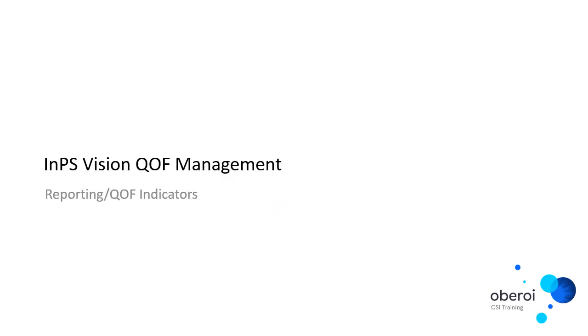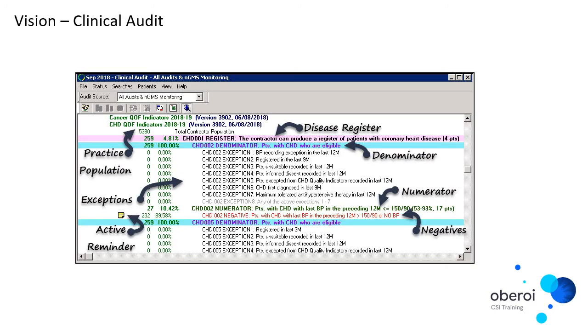Okay, in Vision it's slightly shorter in that they go to clinical audit and it lists all the information here. So we can see the practice population, we can see which disease register we're looking at, you can see the exceptions listed separately, so if you want to know who they were you can click on there and see those patients. And then you've got the denominator and the numerator, and then the negatives are the ones that haven't achieved, and there's an option to put an active reminder on these patients, so that would be like an alert that we've seen on the other two systems. So this is in clinical audit.